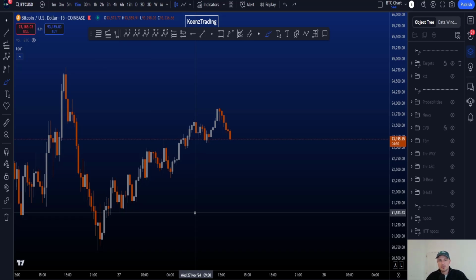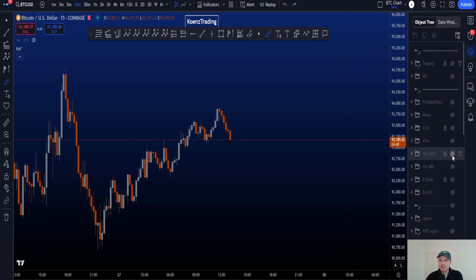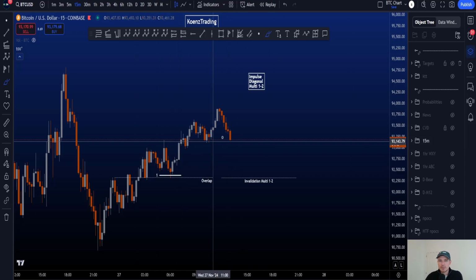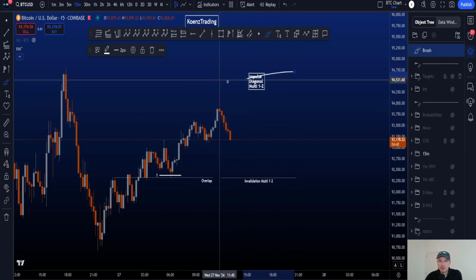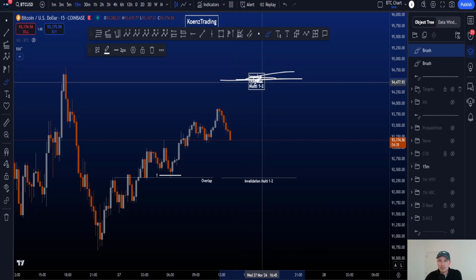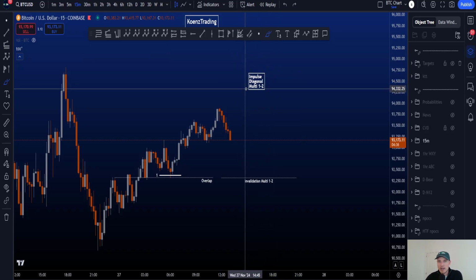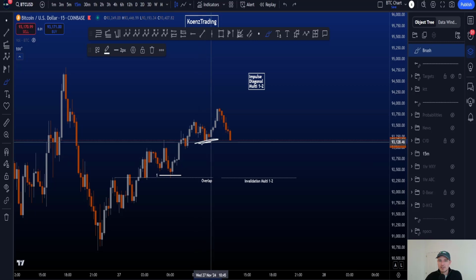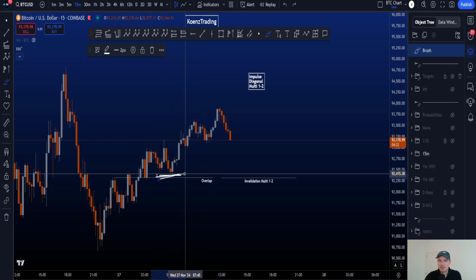It's the multi 1-2 versus the WXY, and for most people it's easier to look at impulsive structures compared to corrective structures. And with impulsive structures, well, we can't count a diagonal, we can't count an impulse, only a multi 1-2. But if price takes out this low, we've got to be aware: take out this low, invalidated.